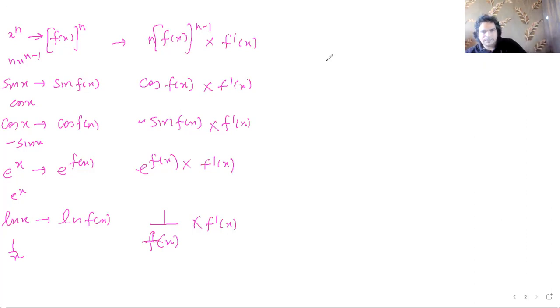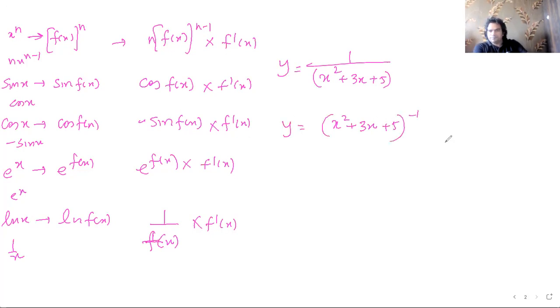Now let's take a similar example. Let's say we differentiate 1 over x squared plus 3x plus 5. You can go with the quotient rule, which I would not advise practically since you don't have a function in the numerator, but still you can take the numerator as 1. The easier way is to modify this function as x squared plus 3x plus 5 to the power negative 1. And now you do the derivative.